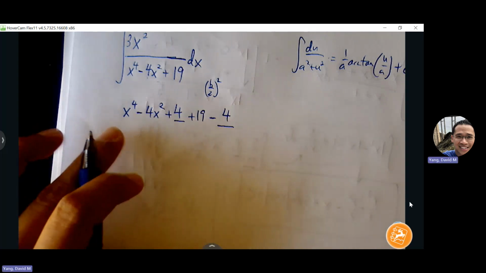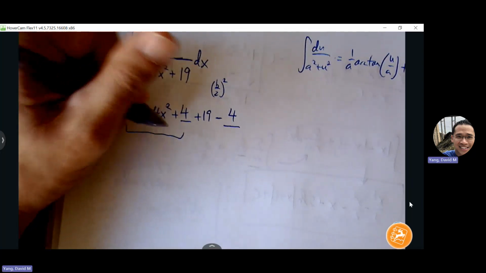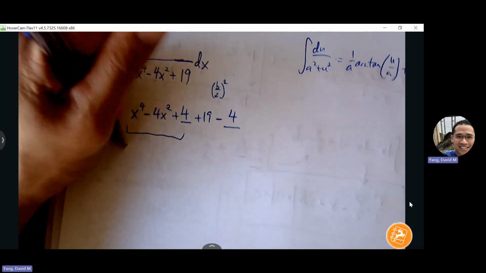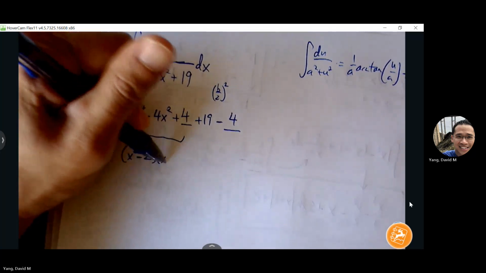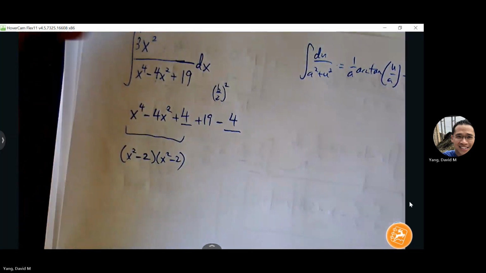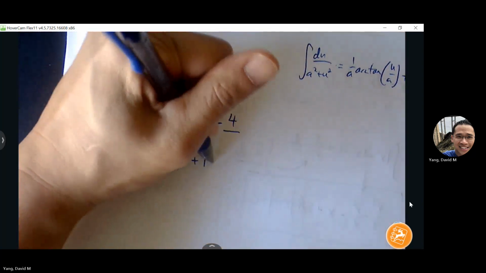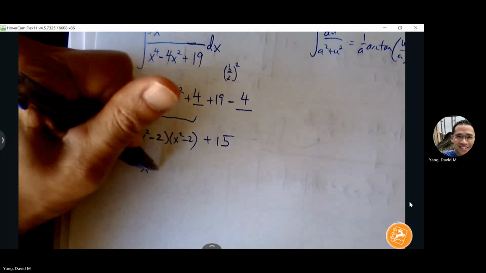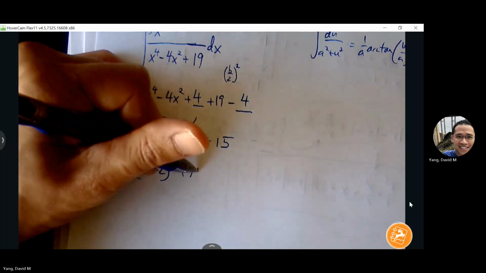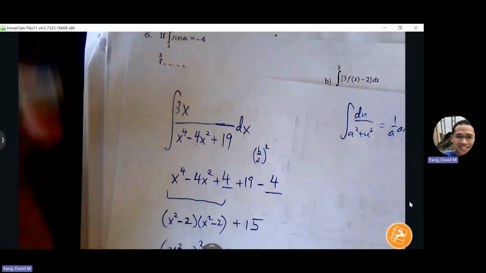We can go through factoring. Multiplies to be 4, adds up to be negative 4. Sorry, I realized I made a mistake here. This should be just 3x. It won't work.